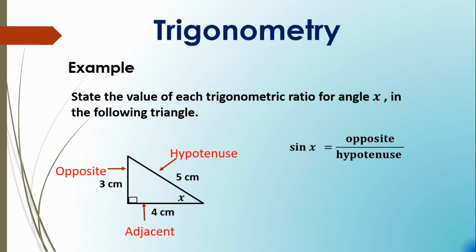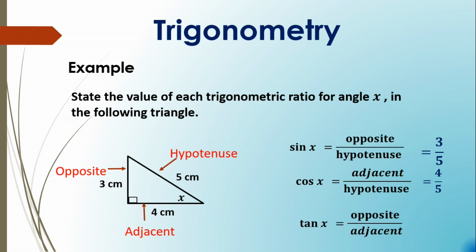We have just learned about sine of angle x, which is equal to opposite over hypotenuse. For this triangle, the opposite side is 3 cm and the hypotenuse is 5 cm. So for this triangle, the trigonometric ratio sine x is equal to 3 over 5. Concerning cos x, which is equal to adjacent over hypotenuse, for this triangle, it is equal to 4 over 5. The length of the adjacent side is 4 cm and the hypotenuse is 5 cm. So cos x is equal to 4 over 5. Similarly for tan x, which is equal to opposite over adjacent, for this triangle, it will be equal to 3 over 4.